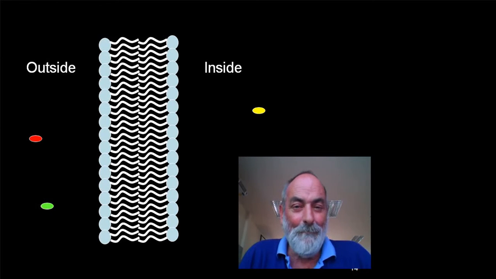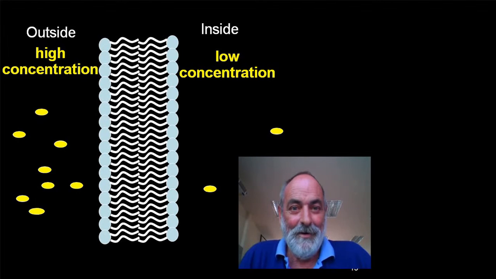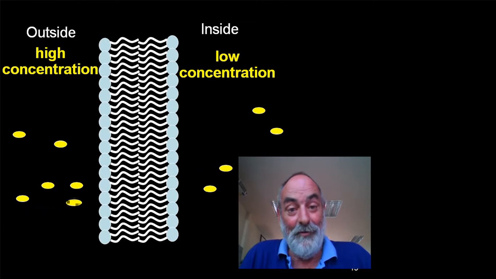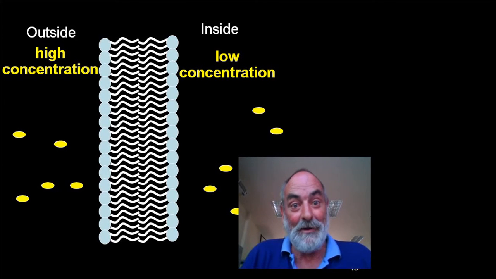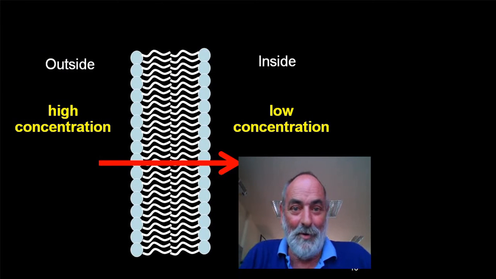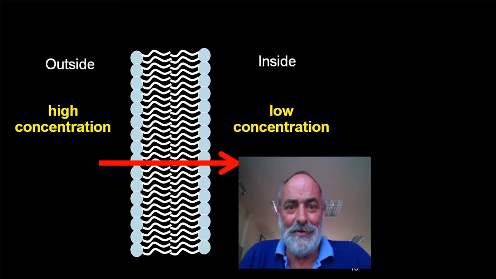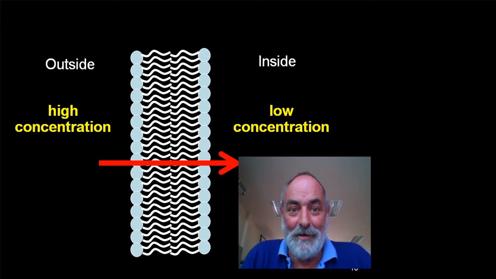But one more important thing, there must be a change, a difference in concentration. Outside, high concentration. Inside, low concentration. And then the molecules can move. In this example, 8 on the outside, 2 on the inside. And when 3 move in, then we have 5 on each side. It's balanced, and the molecules will not move anymore. So high concentration outside, low concentration inside.